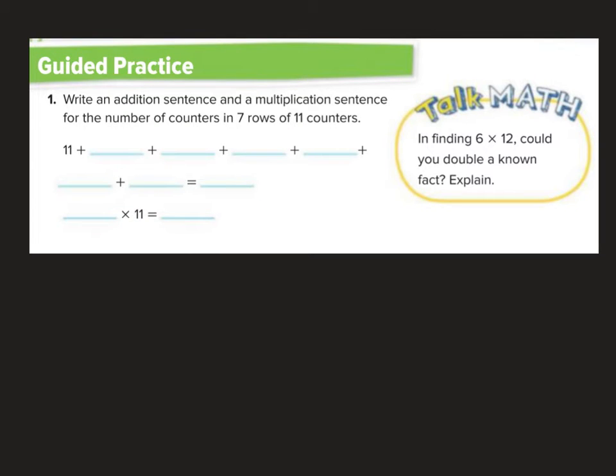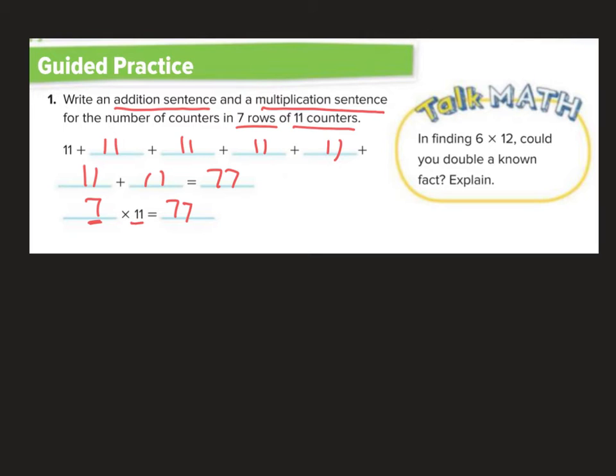Guided practice says, write an addition sentence and a multiplication sentence. I'm going to underline that so I remember I need to write both. For the number of counters in 7 rows of 11 counters. So I'm doing 7 times 11, right? Which we know 7 times 1 10 is 7 10s, and 7 times 1 1 is 7 1s. Or I could write 11 plus 11 plus 11 plus 11 plus 11 plus 11 plus 11 is 77.